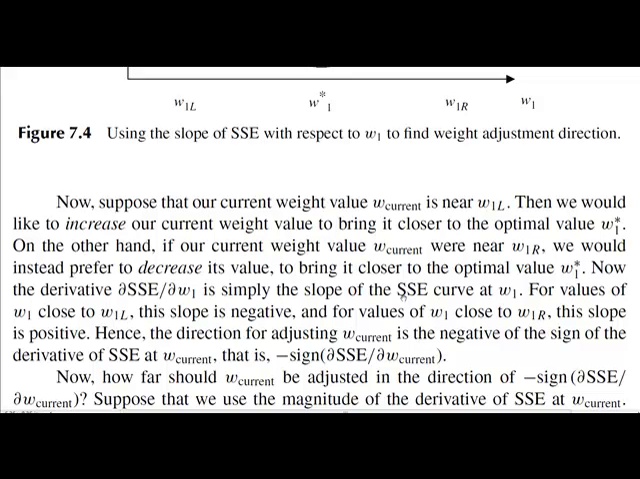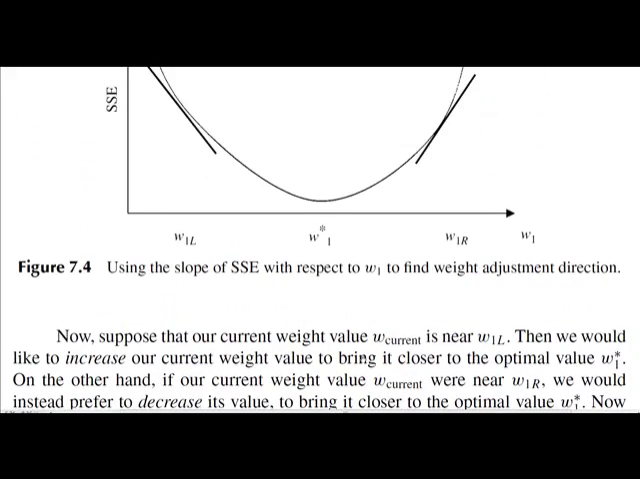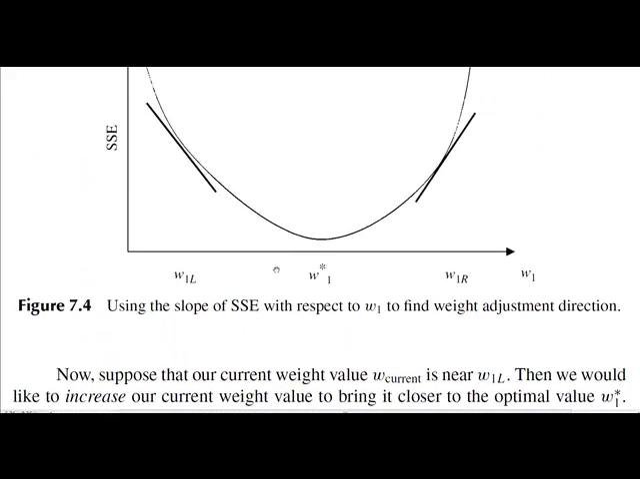Now the derivative is simply the slope of SSE at W1. For values of W sub 1 close to the left, the slope is negative, and for values close to the right, the slope is positive. Hence the direction for adjusting W current is the negative of the sign of the derivative. This is the partial derivative, but it's still the derivative. How far should W current be adjusted in that direction? So, okay, we now know that we want to move in the opposite direction of the sign of the derivative. The sign of the derivative here is negative. We want to move positive, so we want to move the opposite of negative, which is positive.